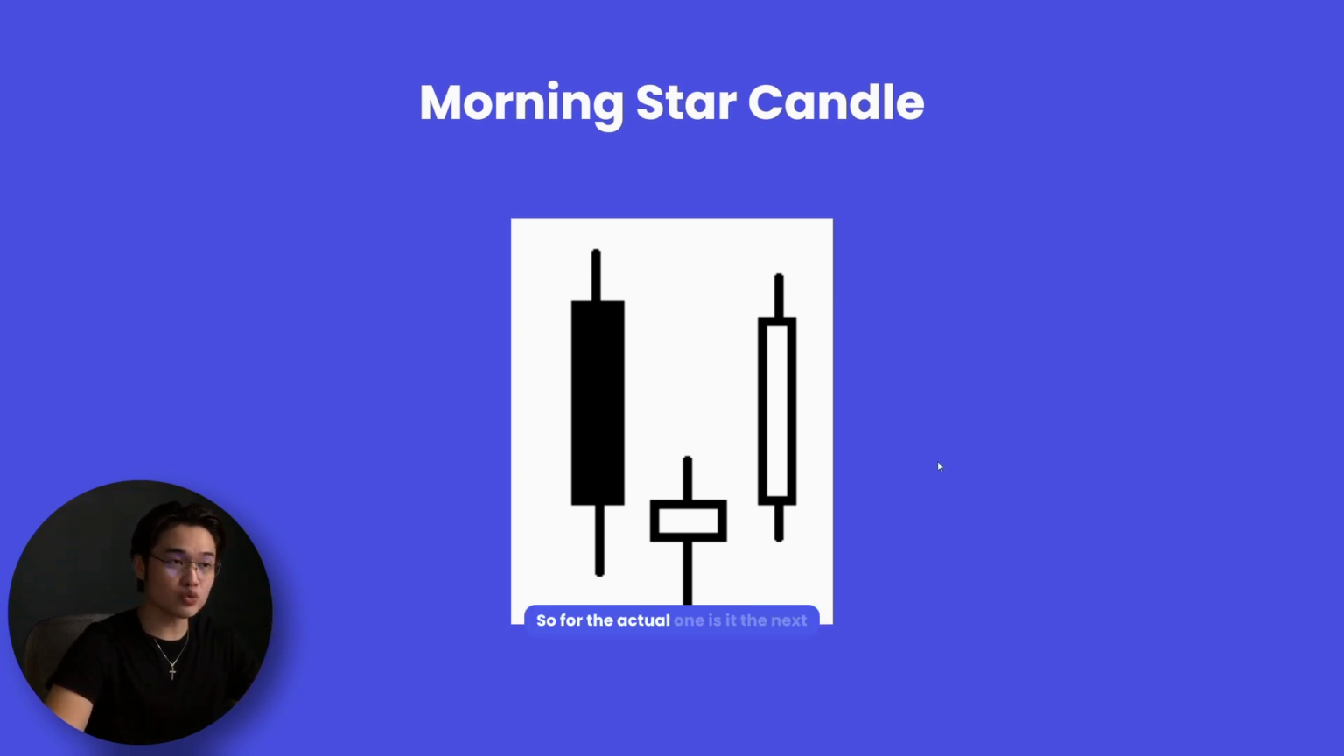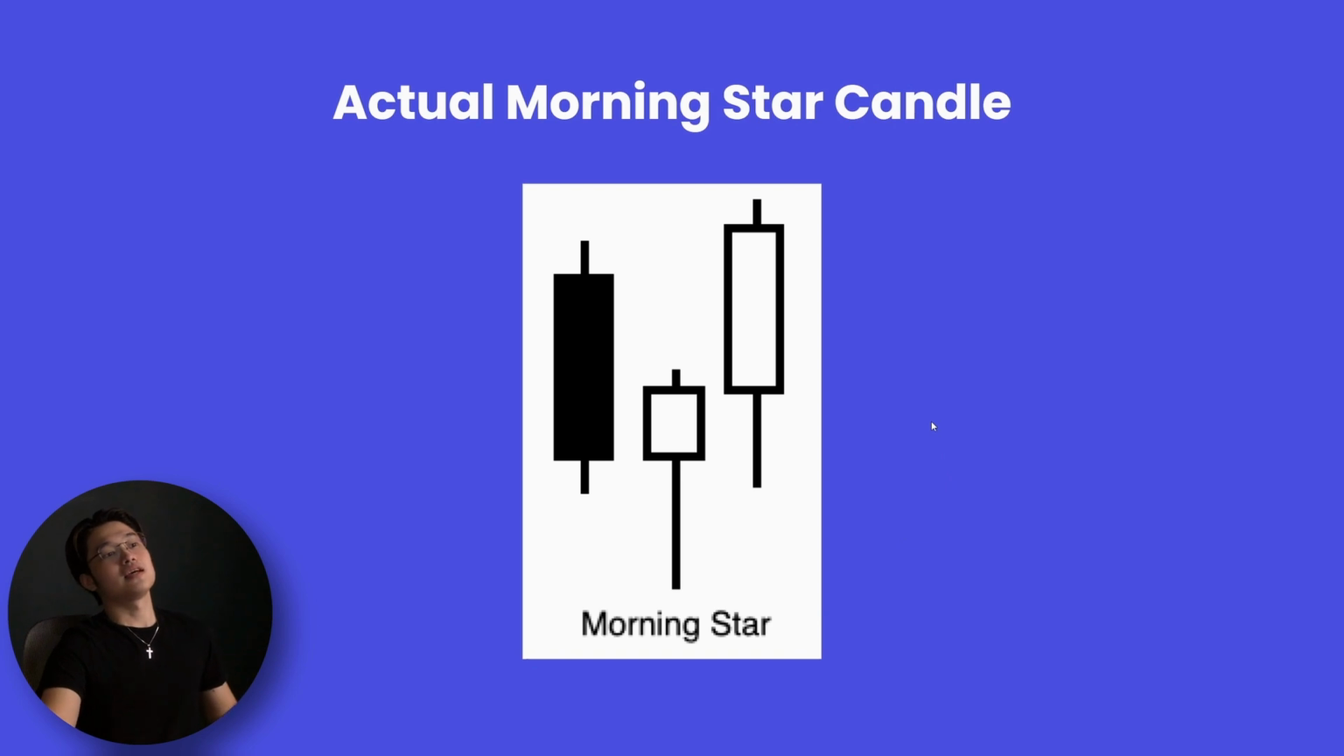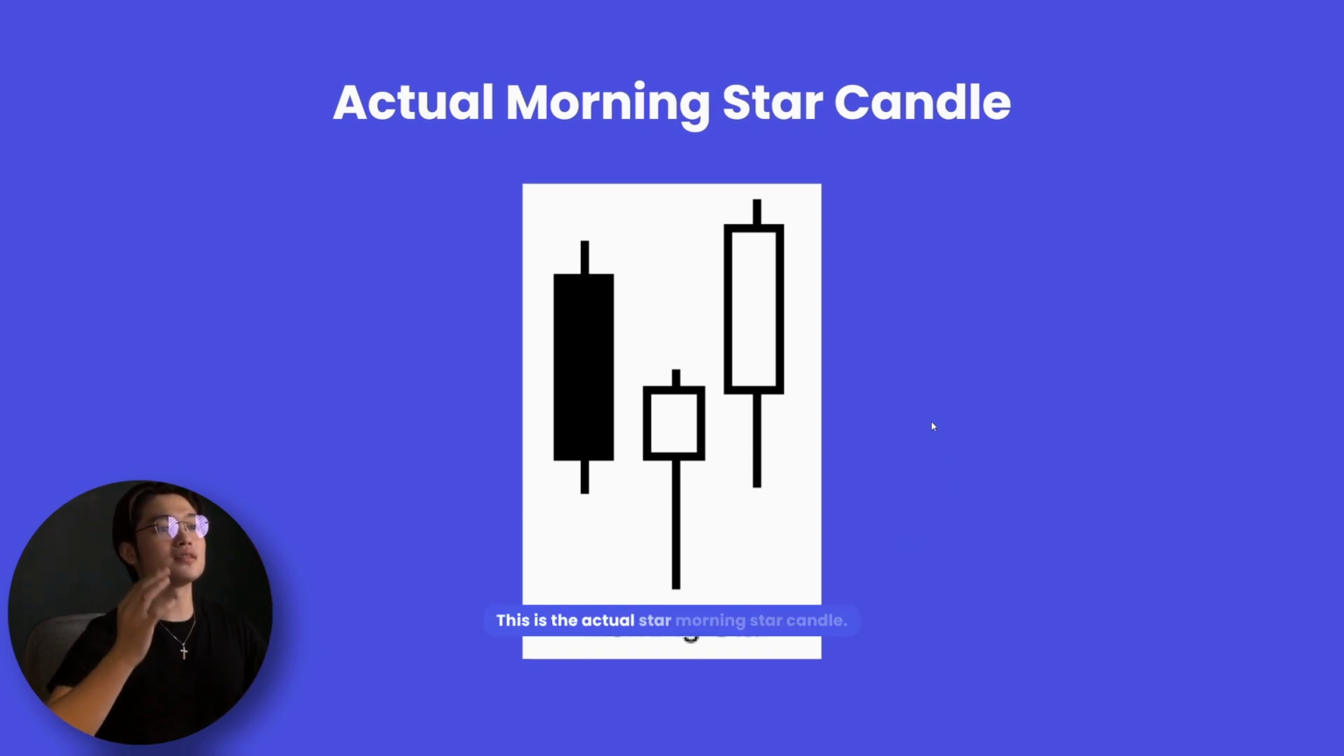So the actual one is in the next slide, which is like this. This is the actual morning star candle. We haven't seen a gap down, we only see a hammer candle and then the follow through. This you should often see on your chart. So this is the actual morning star candlestick pattern or formation when you are seeing it in your chart.